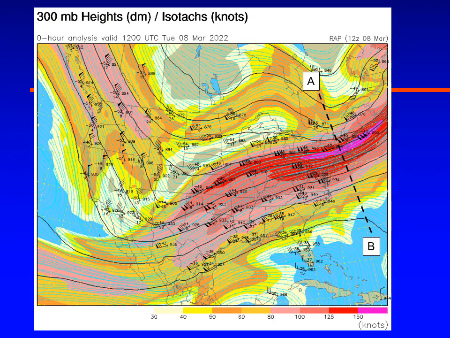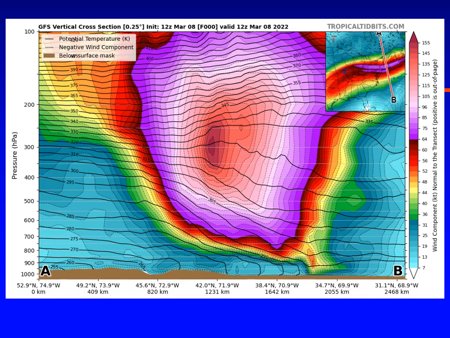The cross section that we're going to look at stretches from point A to point B on this 300 millibar chart. Point A is in the cold air over Canada. Point B is over the Atlantic Ocean just off the coast of Florida in the much warmer air. In between, you can see a very strong jet stream and also a jet streak that's moving across New York and also New England.